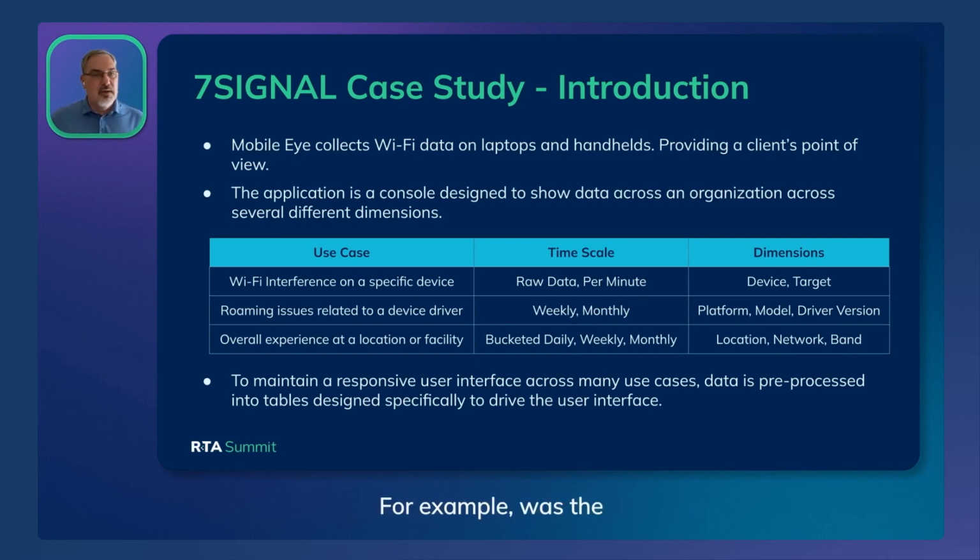For example, was the device experiencing interference related to a network condition yesterday while in a conference room? This might be a specific device. We might be looking at the raw data that was measured at a per minute level, or we might be looking at roaming issues across different adapters and drivers. And this might be a monthly or a weekly roll-up of this information. Certain drivers and adapters will perform better or worse when it comes to roaming on a network. For a whole building or whole location, we can show how the network is performing in aggregate for a whole month or a particular day.